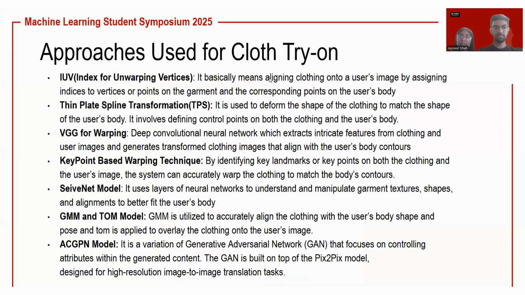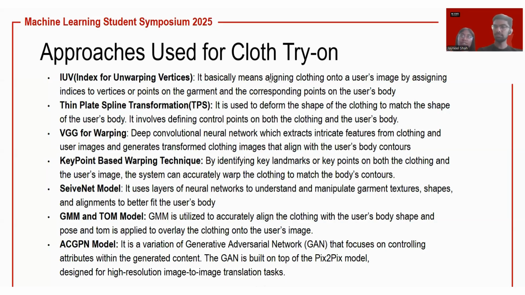So we had tried many approaches for the cloth try-on. The first one was the IOV. It basically means aligning clothing onto a user's image by assigning the indices to vertices on the garment as well as the user's body. Then we had used the thin plate spline transformation. It's basically used to deform the shape of the clothing to match the shape of the user's body.